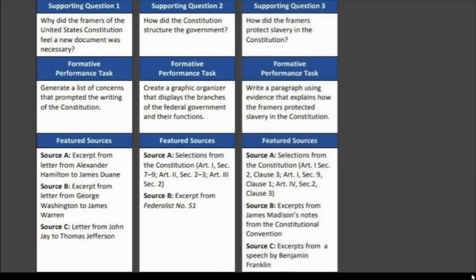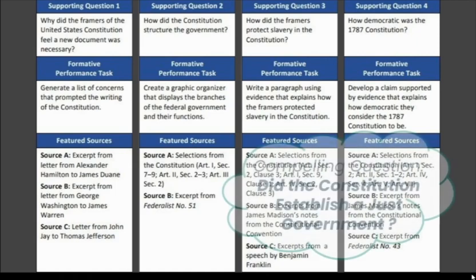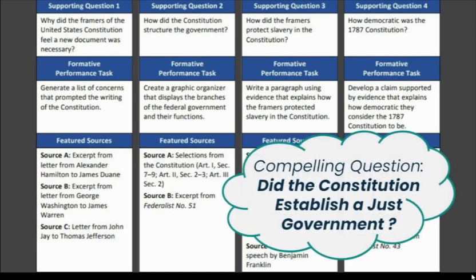Supporting question 3 was, how did the framers protect slavery in the Constitution? And they are writing a paragraph using evidence that explains how that happened using those sources. And then supporting question 4, how democratic was the 1787 Constitution? Doing that performance task using those sources. The compelling question for this inquiry on the website is, did the Constitution establish a just government?